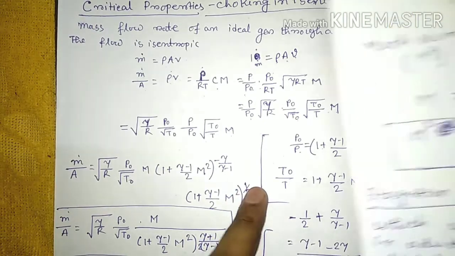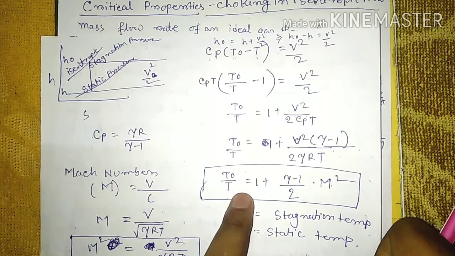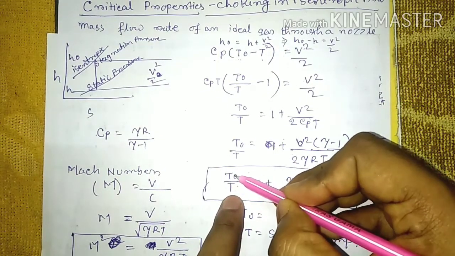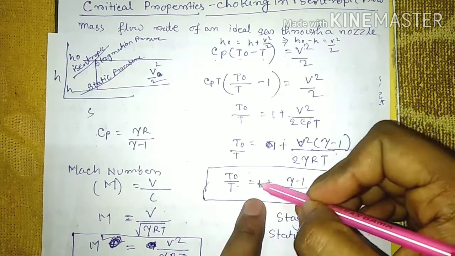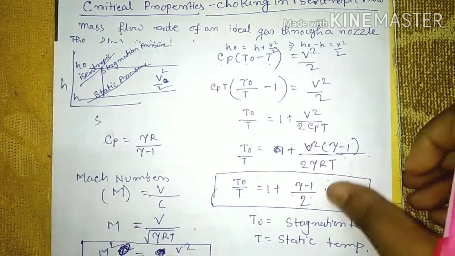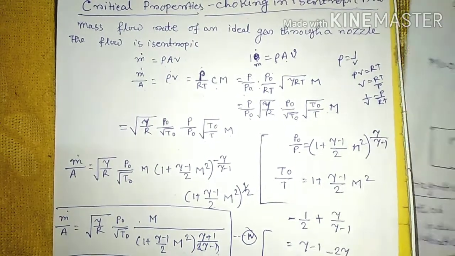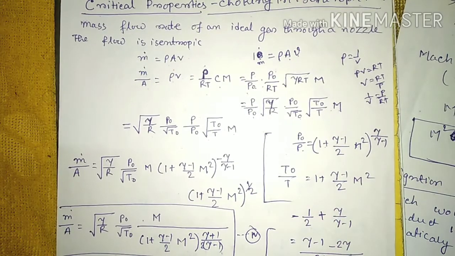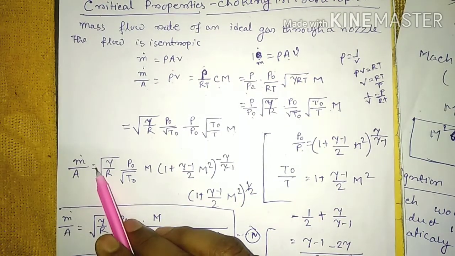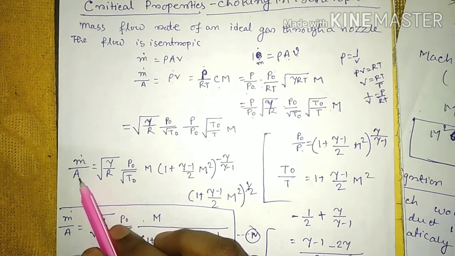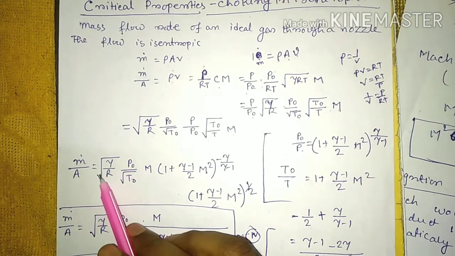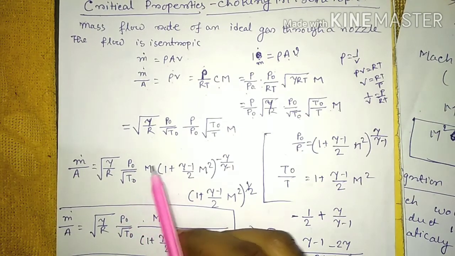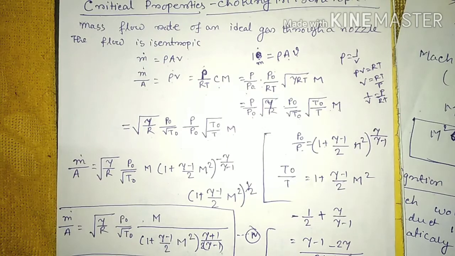Again, for temperature, as you know, T0 by T, where T is the static temperature and T0 is the stagnation temperature, is equal to 1 plus (gamma minus 1) by 2 into M squared. So again, you can write here that T0 by T is equal to 1 plus (gamma minus 1) by 2 into M squared. Now m dot by A, that means mass flow rate per unit area, is equal to square root of gamma by R into P0 by square root of T0 into M.